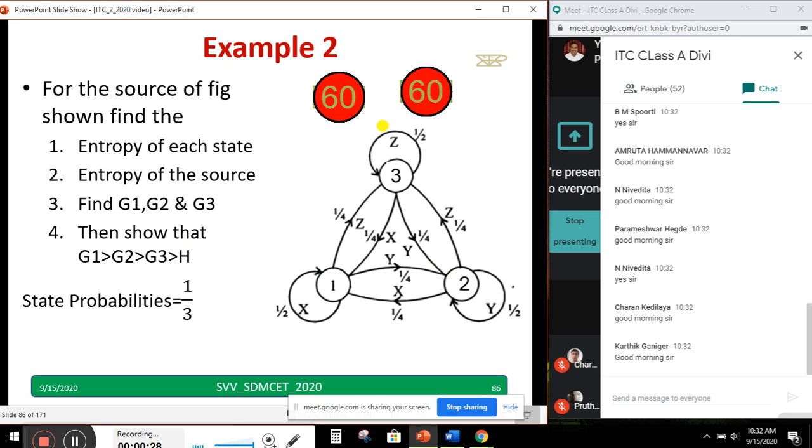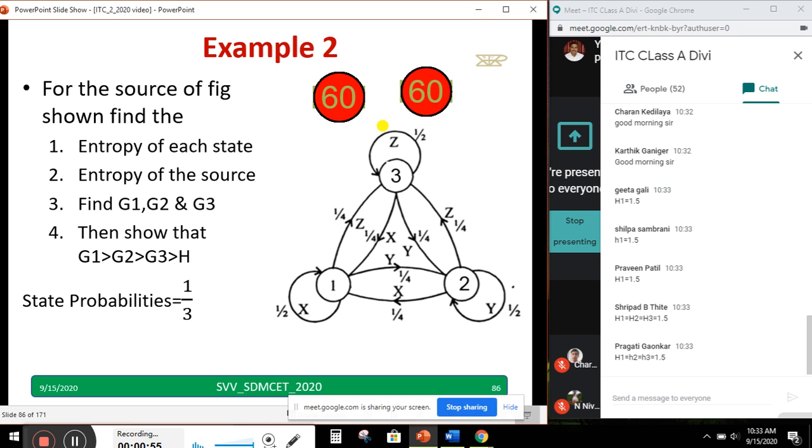For the source of the figure shown, find the entropy of each state, the entropy of the source, and find G1, G2 and G3. Anybody who has done the entropy of each state, you can type H1 equal to, H2 equal to in the chat box if you have already done it. Let me know how many of you have done. Yesterday I asked you people to do it.